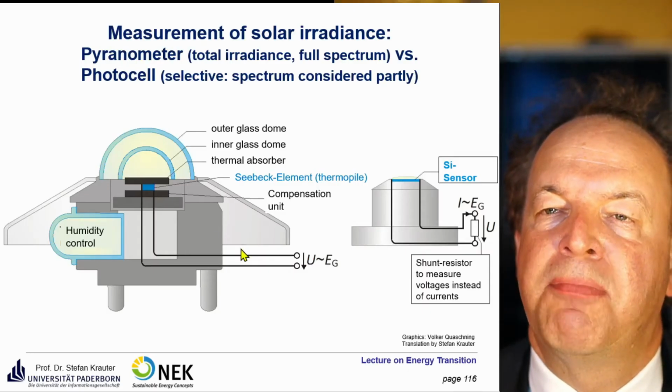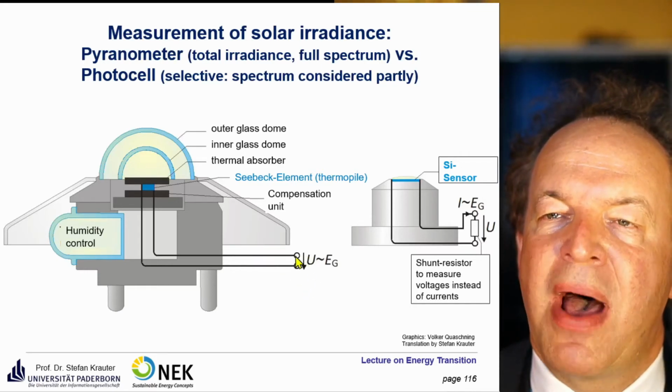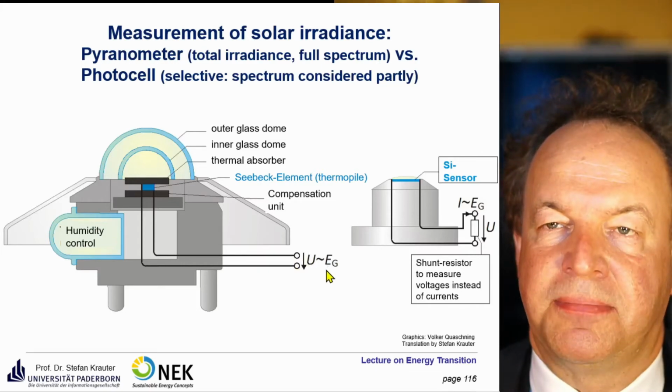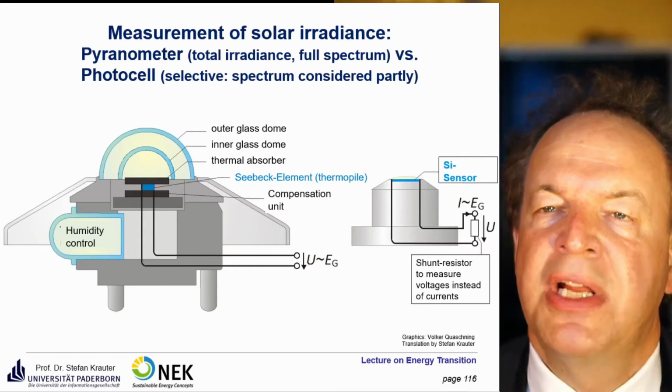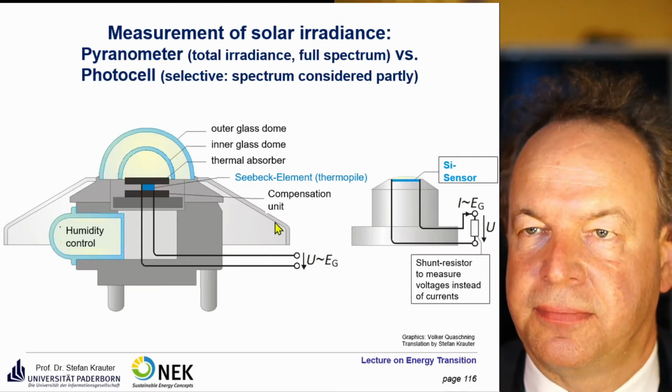And if the pyranometer is well designed, this Seebeck voltage or thermopile voltage is proportional to the solar irradiance. These domes avoid the cooling of the plate by wind or by convection.